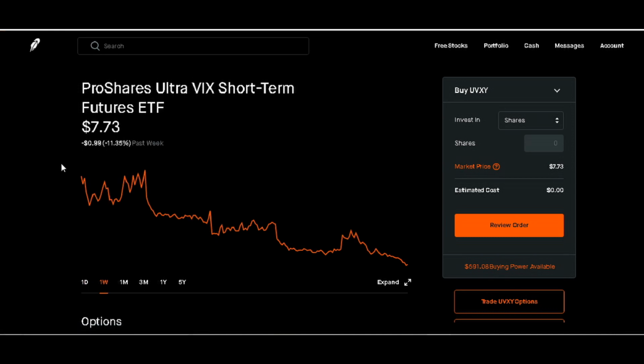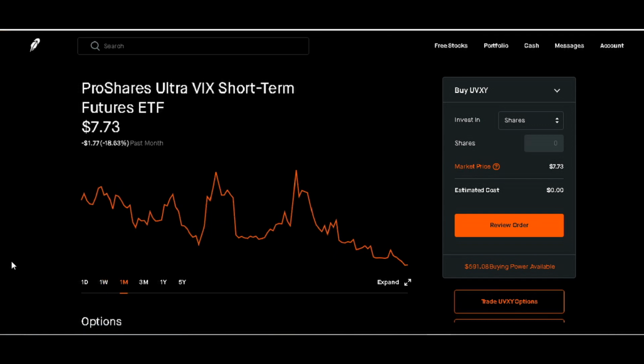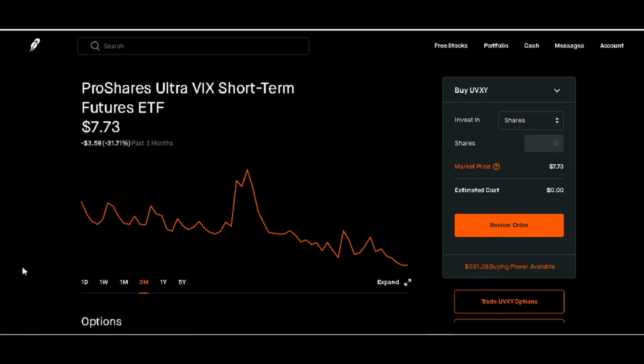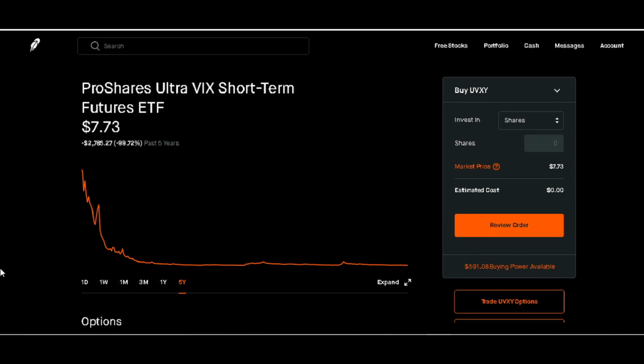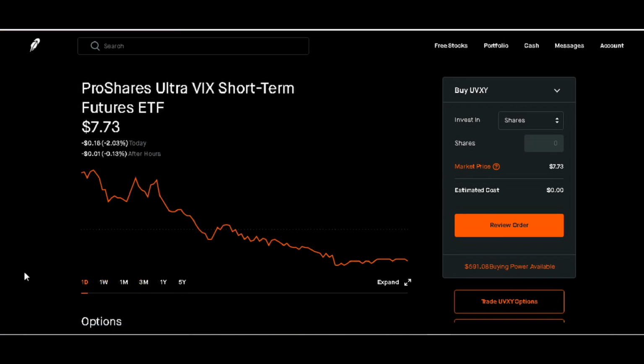Down negative 99 cents or negative 11.35% over the past week. Monthly down negative $1.77 or negative 18.63%. For 3 months, we're down negative $3.59 or negative 31.71%. The 1 year chart is down $47.27 or negative 85.95% for the year. And the 5 year chart is down negative $2,785.27 or negative 99.72% over the past 5 years. Going back to the daily chart.